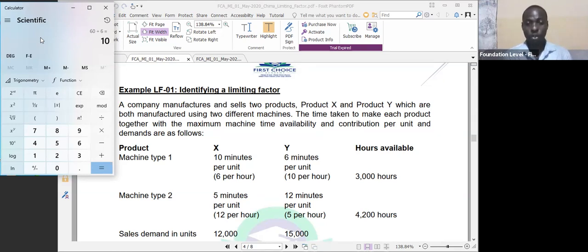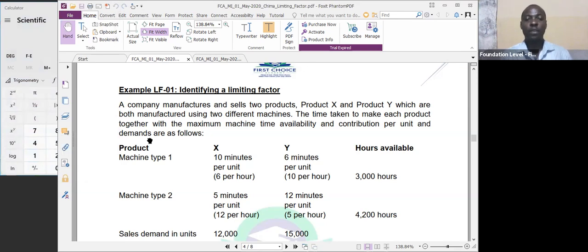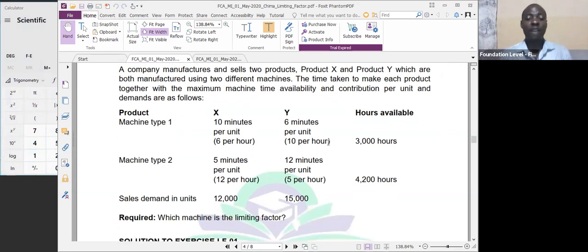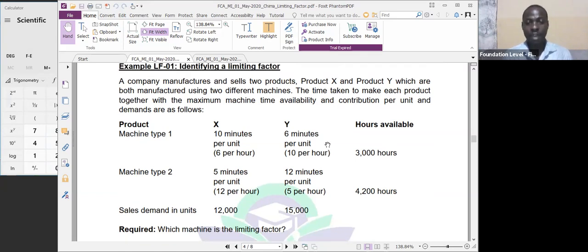Then you were told that your sales demand in units, it means that for X, they have demanded that you produce 12,000 units. So that is what your customers have demanded. For Y, they have demanded that you produce 15,000 units. Now you are going to use all these available hours required. Now, what machine is the limiting factor?